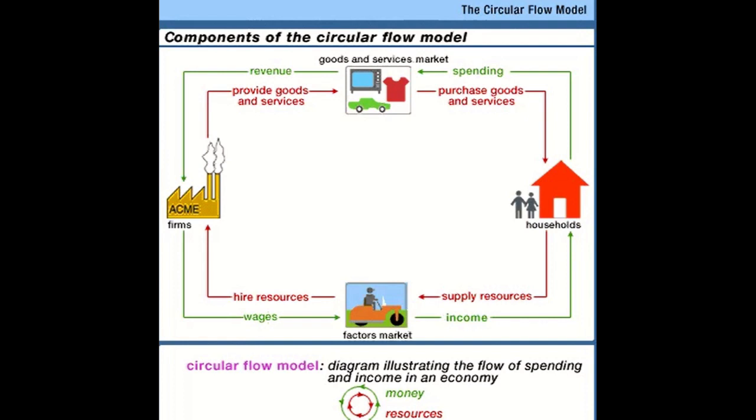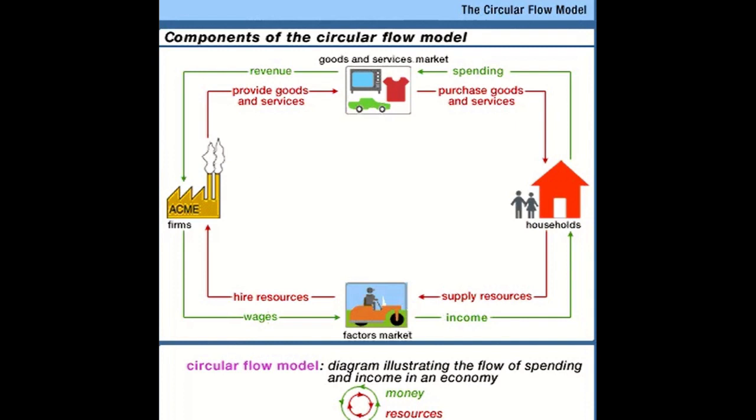Resources flow the other direction. Households supply land, labor, and capital to businesses that transform them using their technology into goods and services that wind up back in the households. That's the circular flow. Resources in one direction, money in the other direction. And looking at this picture, it should be clear that spending and income are equal. They have to be, because this is a closed system.